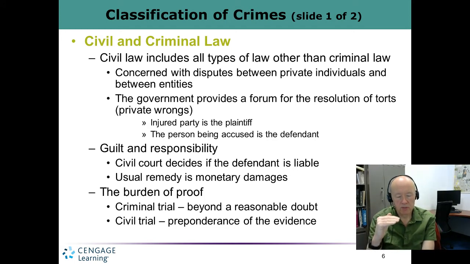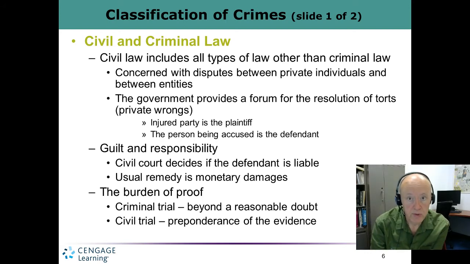So O.J. Simpson, as far as the civil law is concerned, did those things. As far as the criminal law is concerned, it was not proved because, of course, you start with the presumption of innocence.